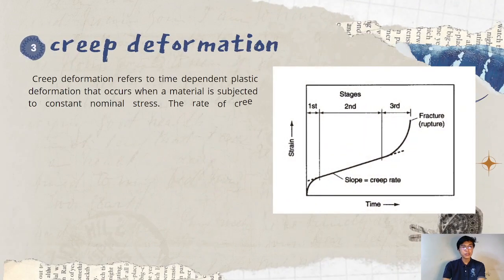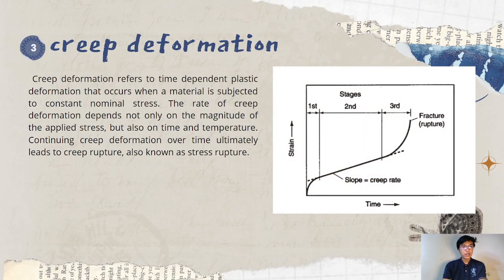And number three, creep deformation. Creep deformation refers to time-dependent plastic deformation that occurs when a material is subjected to a constant nominal stress. The rate of creep deformation depends not only on the magnitude of the applied stress, but also on time and temperature. Continuing creep deformation over time ultimately leads to creep rupture, also known as stress rupture. You can see the picture of strain versus time with the first stage, second stage, and third stage, then fracture or rupture.